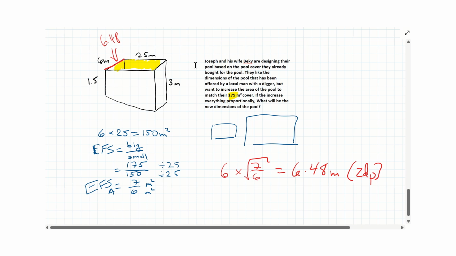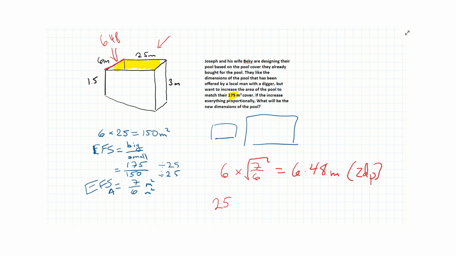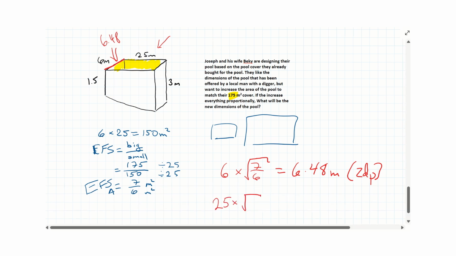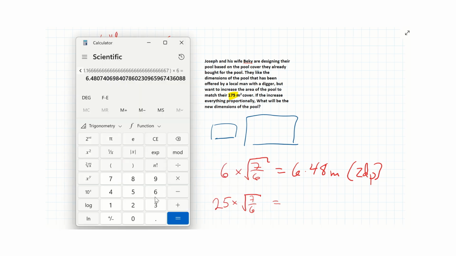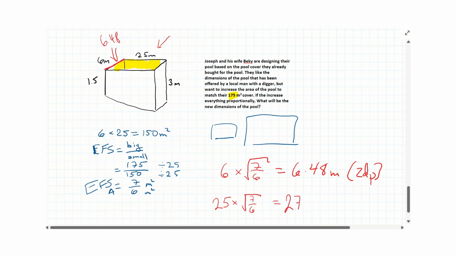What about the value of this one right here? It's going to be basically the same process. I'm going to take 25 and multiply it by the square root of my scale factor. I don't know this well enough, so I'm going to clear everything. 7 divided by 6, find the square root of that number, multiply it by 25, and what do you know? That actually comes out to kind of a nice number.